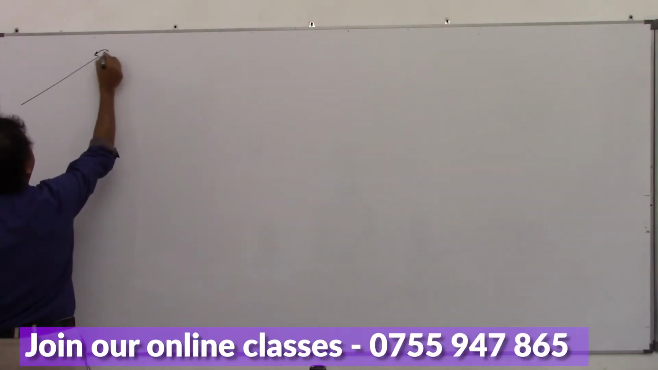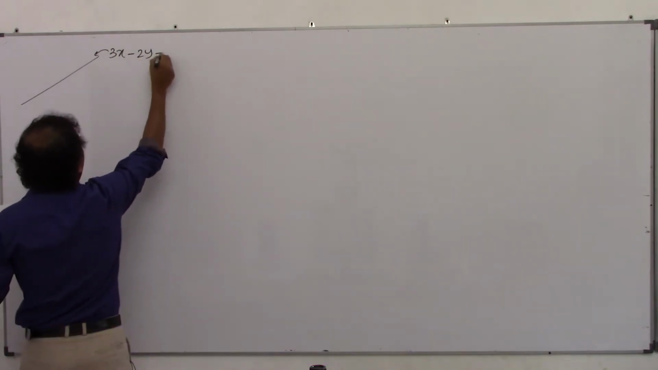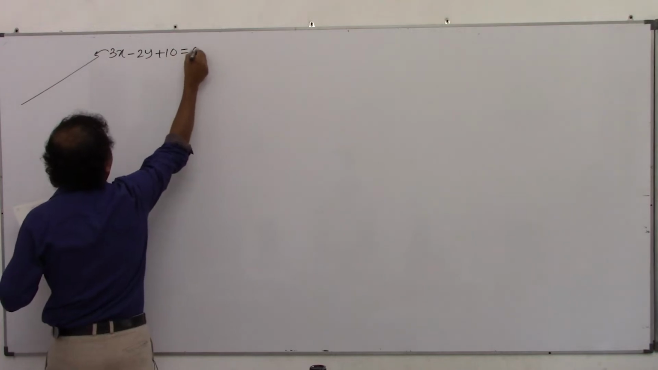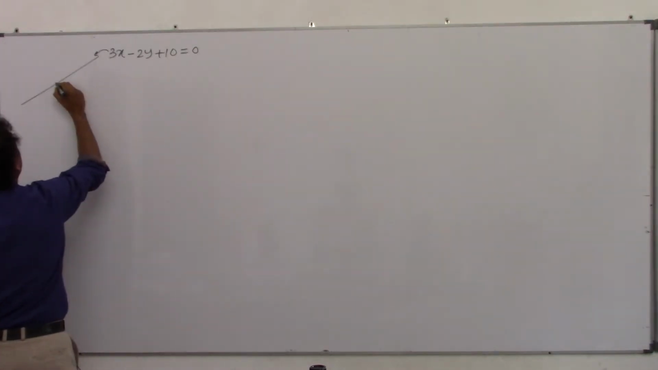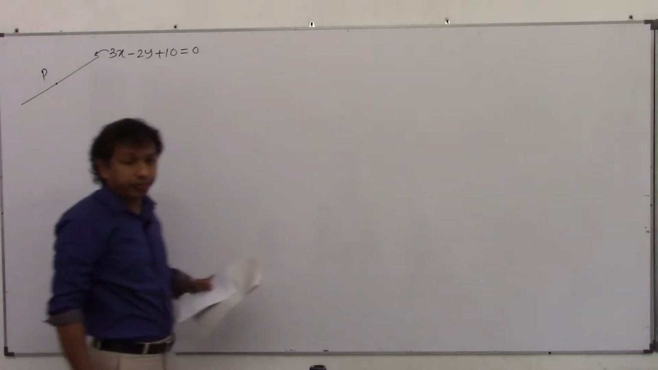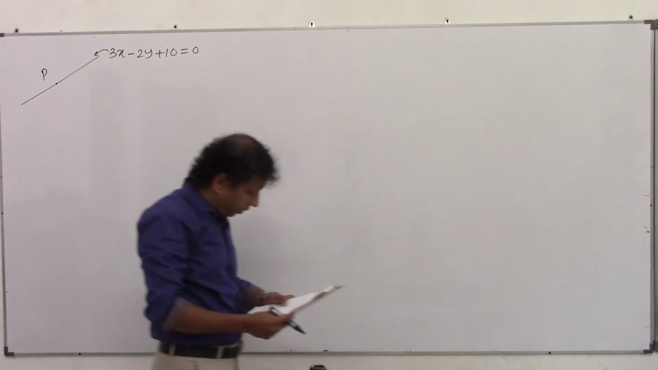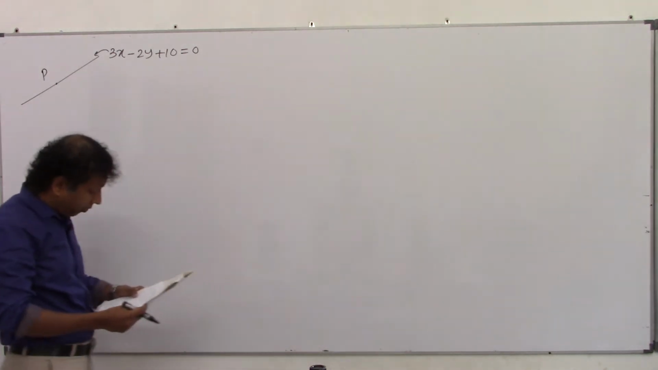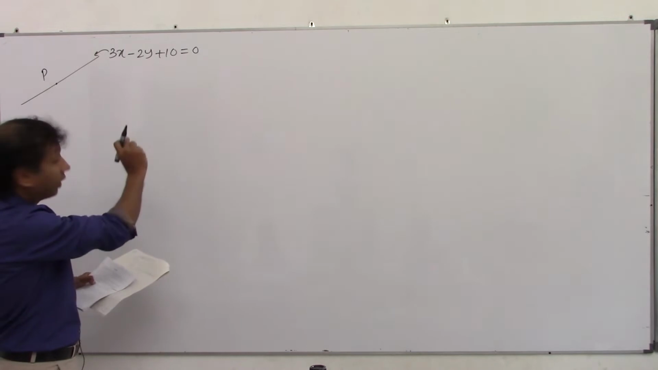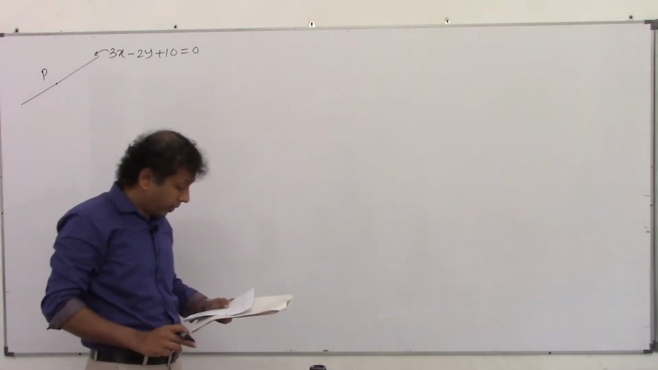Right now, this is the given line with the equation 3x minus 2y plus 10 equals 0. On this line, we have a point P. This point P is a variable point. That means the point P moves on the line here and there. That's the meaning of P being a variable point.